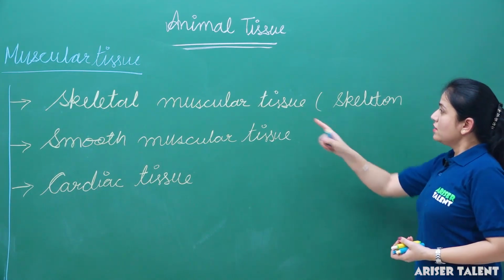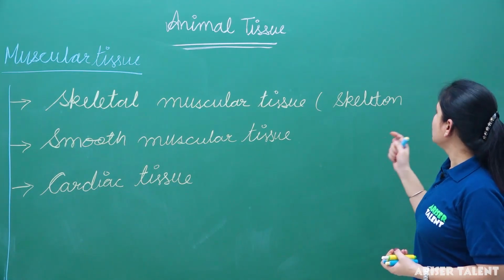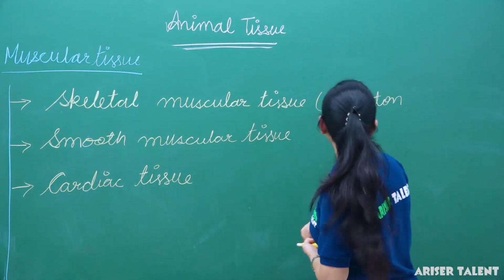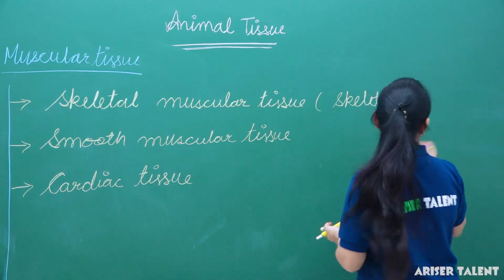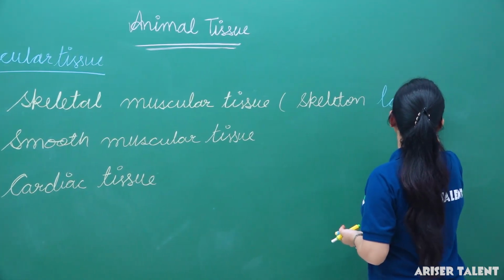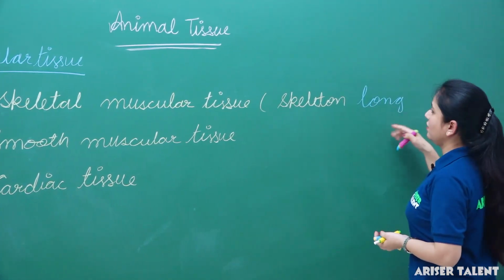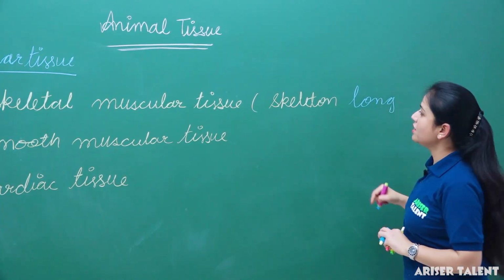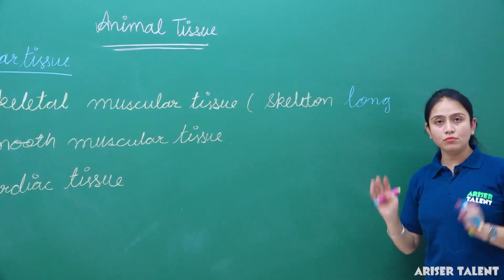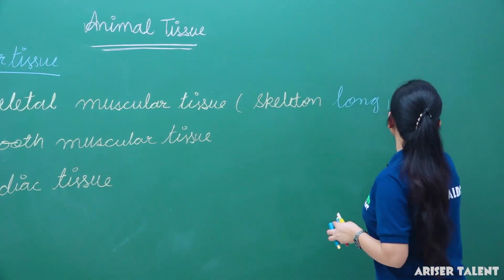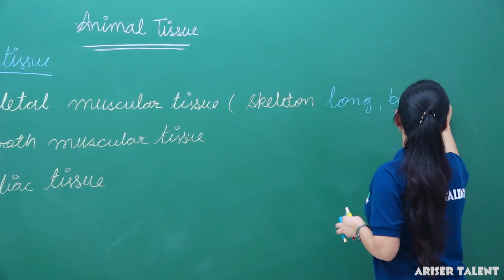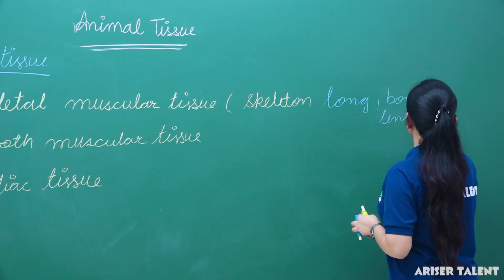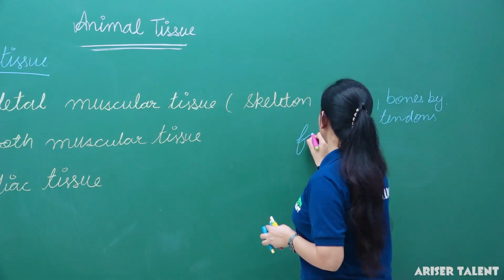Now, skeletal muscle, or we call them striated muscle also, they are long, unbranched. Okay, they are long and narrow. They have one nucleus in each, and they are attached to the bones by tendons. These are found in limbs.